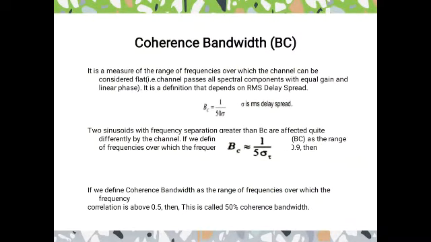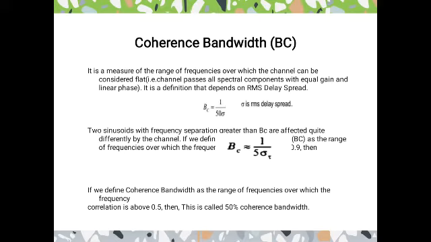Next, coherence bandwidth. It is the measure of the range of frequency over which the channel can be considered flat. That is, the channel passes all spectral components with equal gain and linear phase. It is a definition that depends on the RMS delay spread, and the coherence bandwidth BC can be given by 1 by 50 sigma, where sigma is the delay spread.